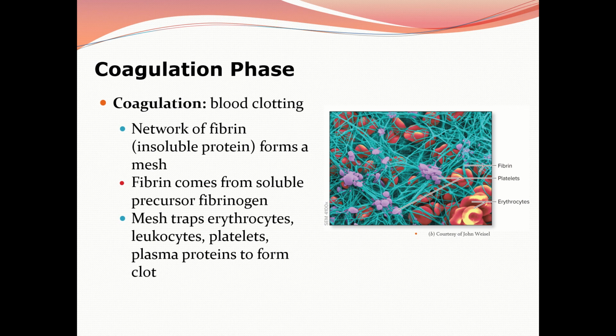Prostacyclin inhibits the sticking of platelets to the vessel wall. During the coagulation phase, the network of fibrin, which is an insoluble protein, will form a mesh. Fibrin comes from the soluble precursor known as fibrinogen. The fibrin mesh traps erythrocytes, leukocytes, platelets, and plasma proteins to form the clot. This illustration shows the fibrin strands trapping platelets and erythrocytes.